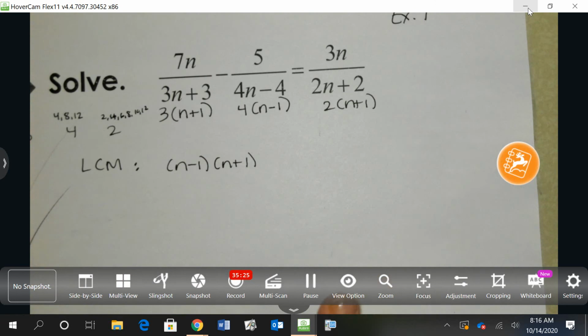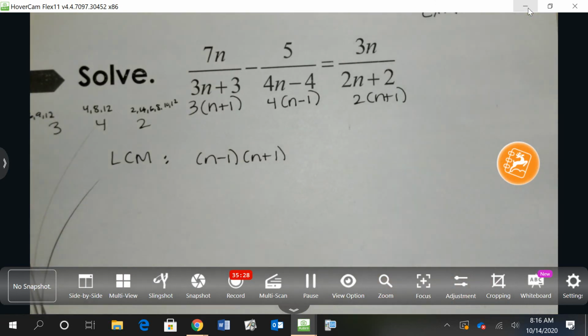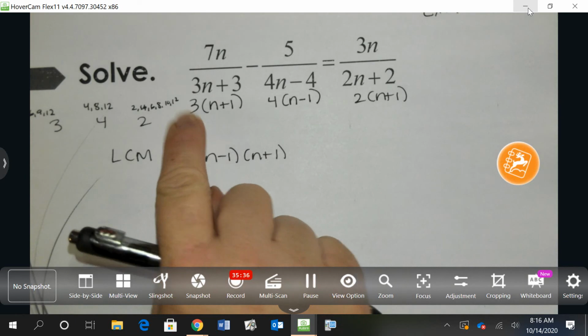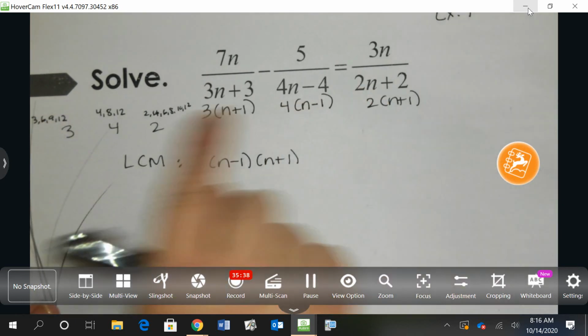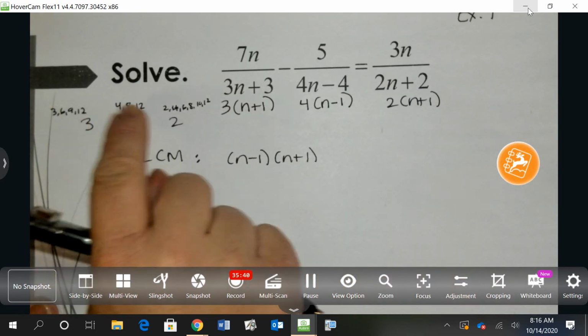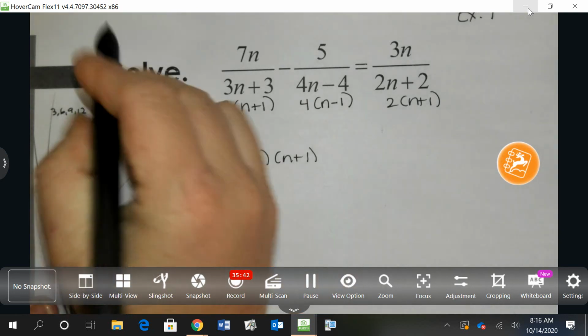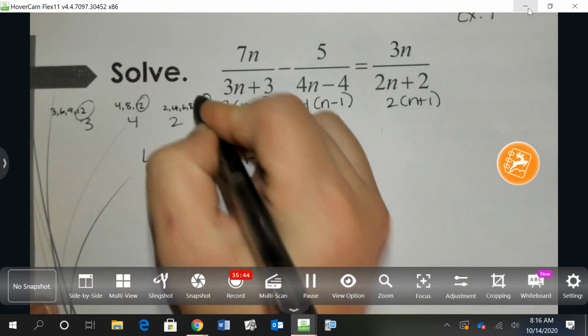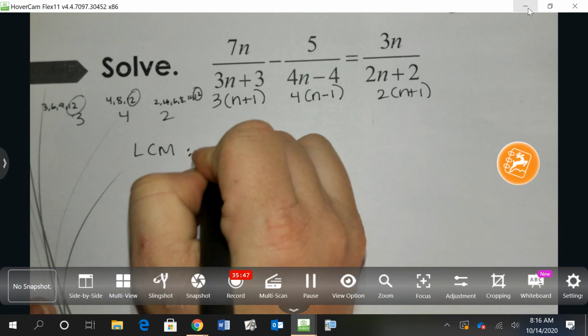If I remember from previous years, students were able to understand after I gave a helpful hint about factoring. They were able to understand the factors of n-1 and n+1, but when they see the coefficients of 3, 4, and 2, how do you determine the LCM? So I listed the multiples of 3, multiples of 4, and multiples of 2, and the smallest number that pops up in all 3 categories is 12.